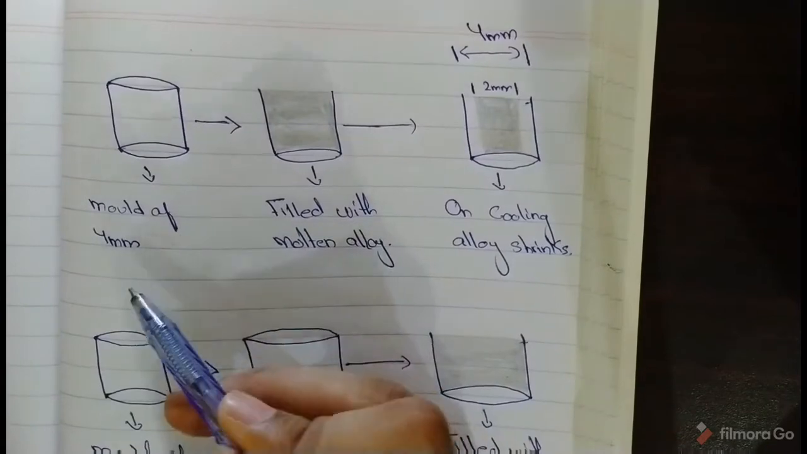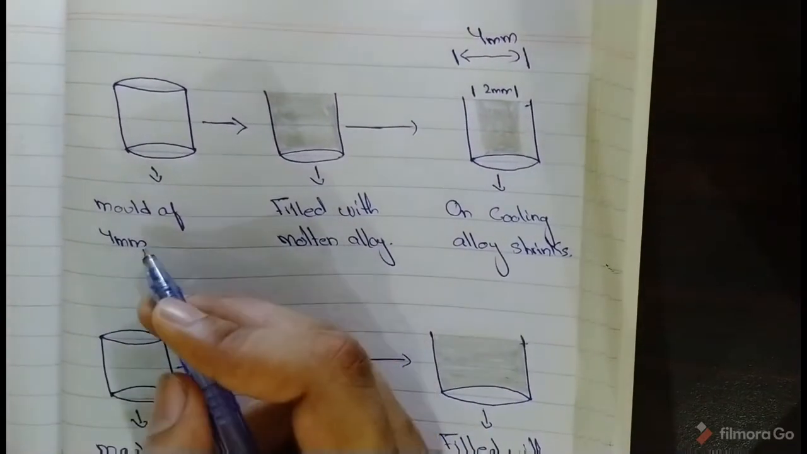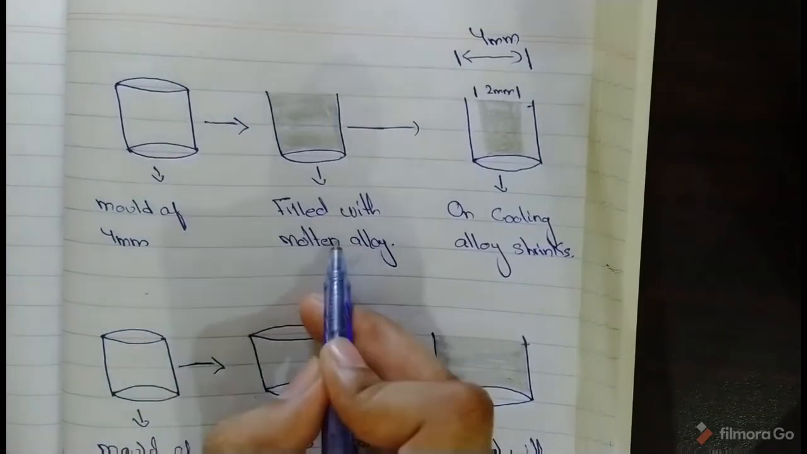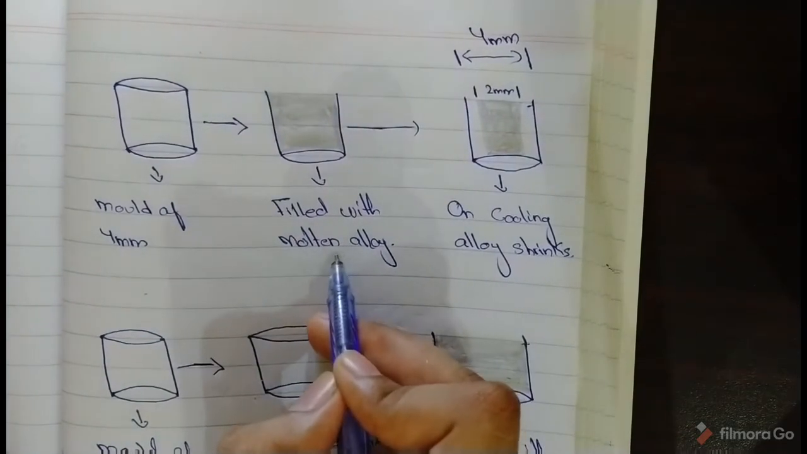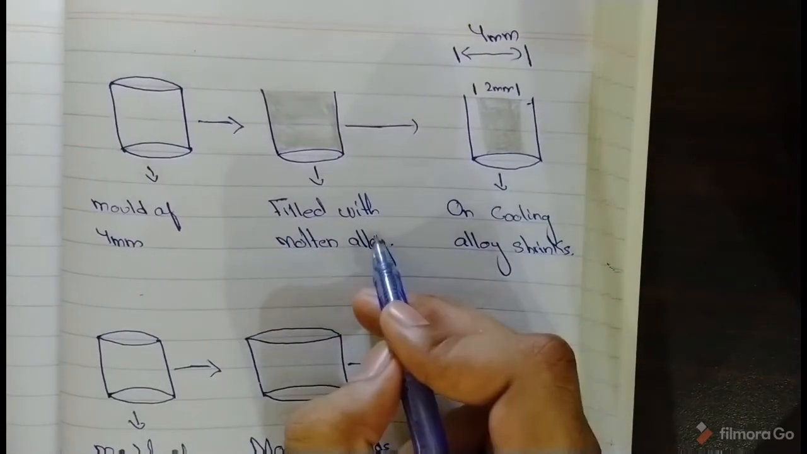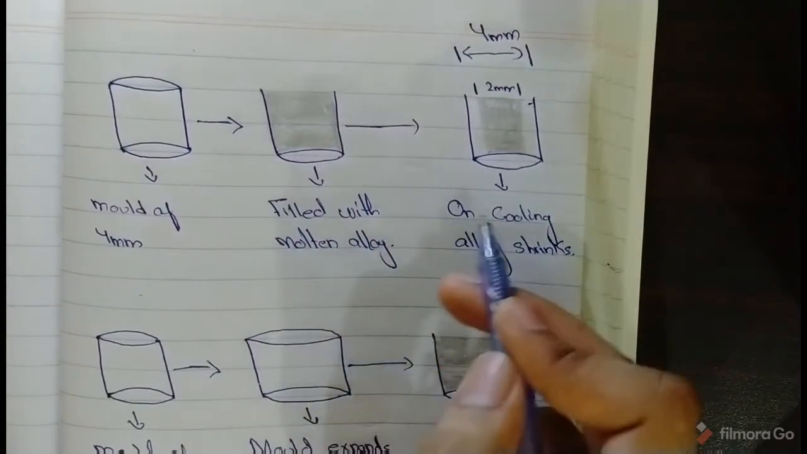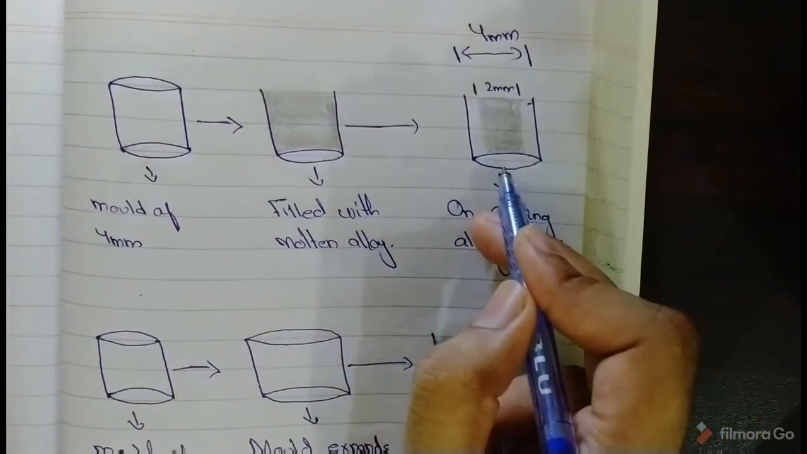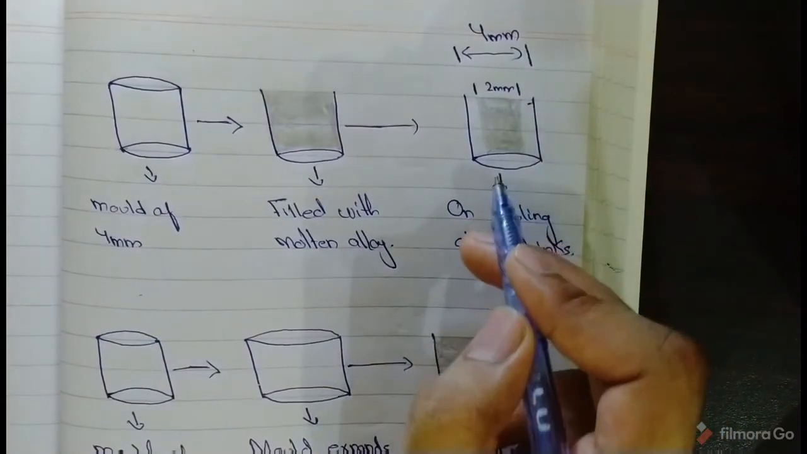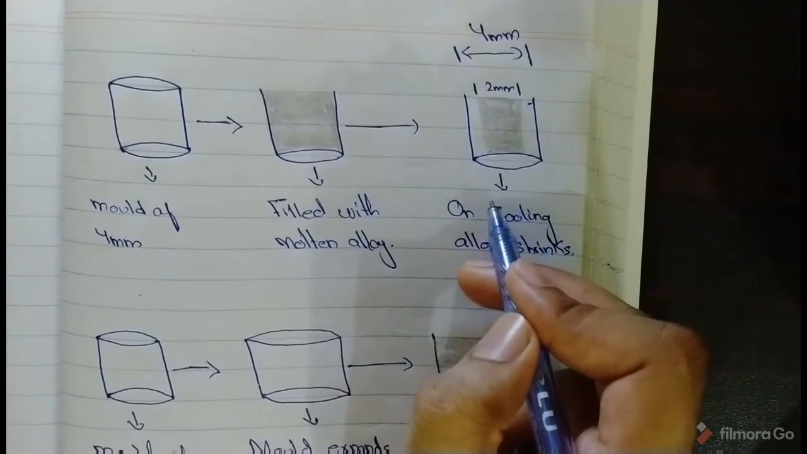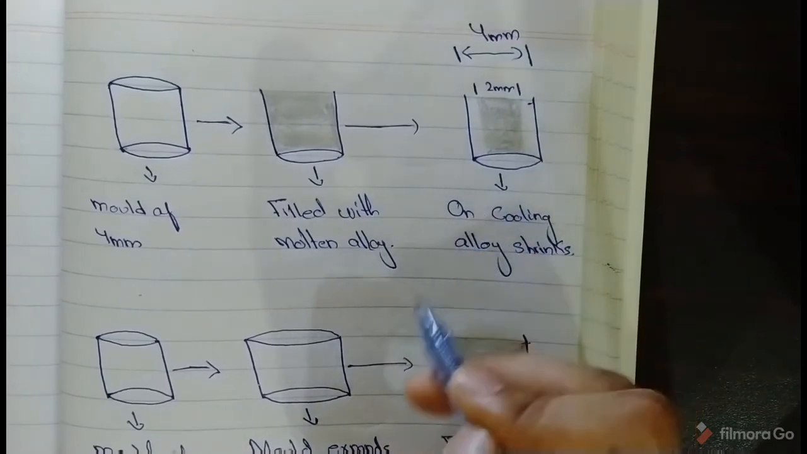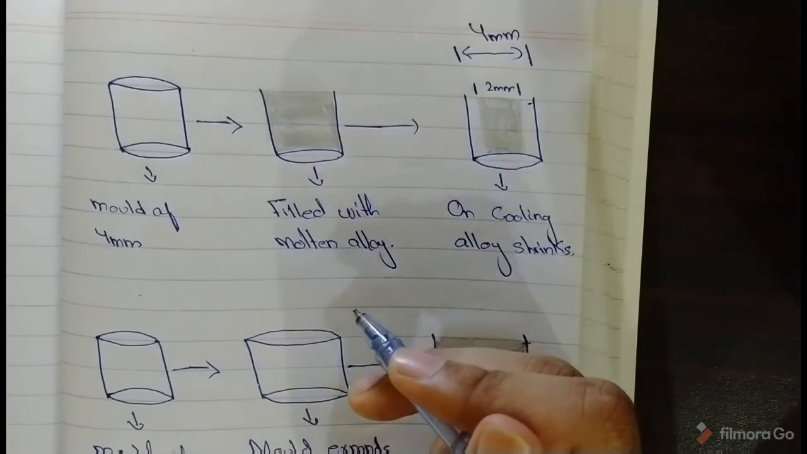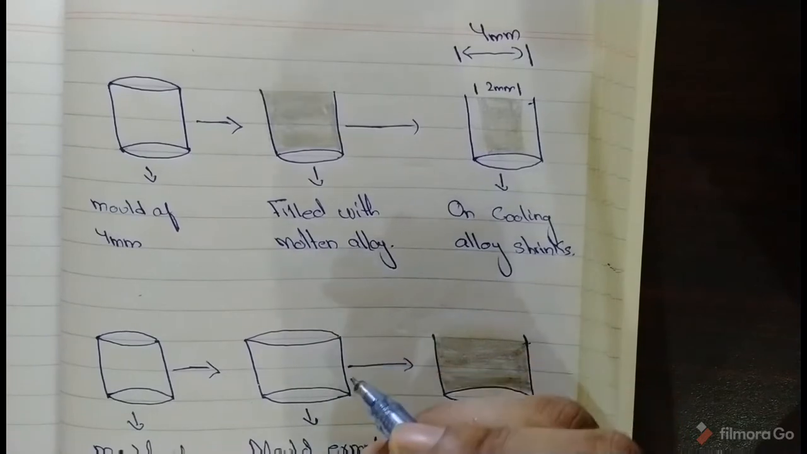Now suppose you have to build a crown of 4 mm, so you build a mold of 4 mm and then you fill it with the molten alloy, and we all know that molten alloy when cooled shrinks. So here the alloy shrinks and it becomes 2 mm shorter. To compensate for this problem, we allow the mold to expand by using refractory material so it can undergo inversion expansion.